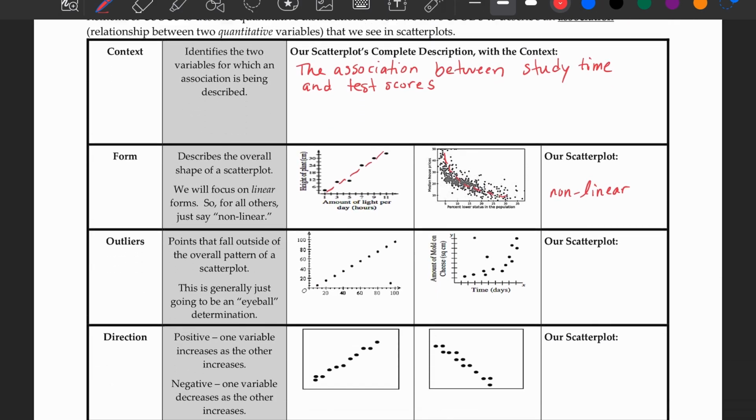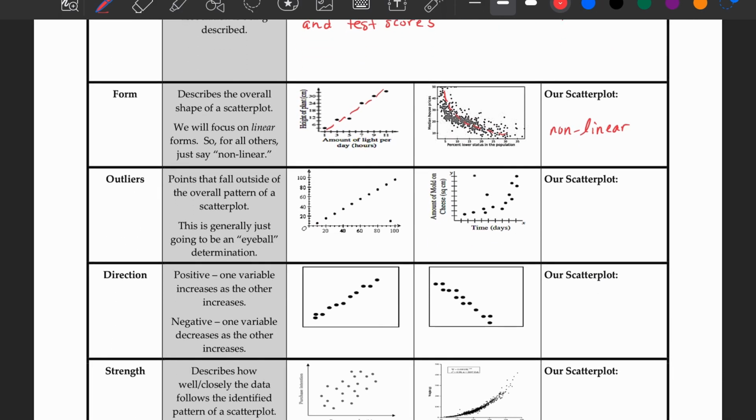The next step of our description is outliers. I don't really need to define too much here. I will say, though, that we are not going to be learning any specific rule like we did for univariate stats about whether something is an outlier or not. We're just going to eyeball it. Sometimes we'll even toss down the phrase "apparent outlier" just to cover ourselves. In the examples given, this point right there is an outlier for sure.